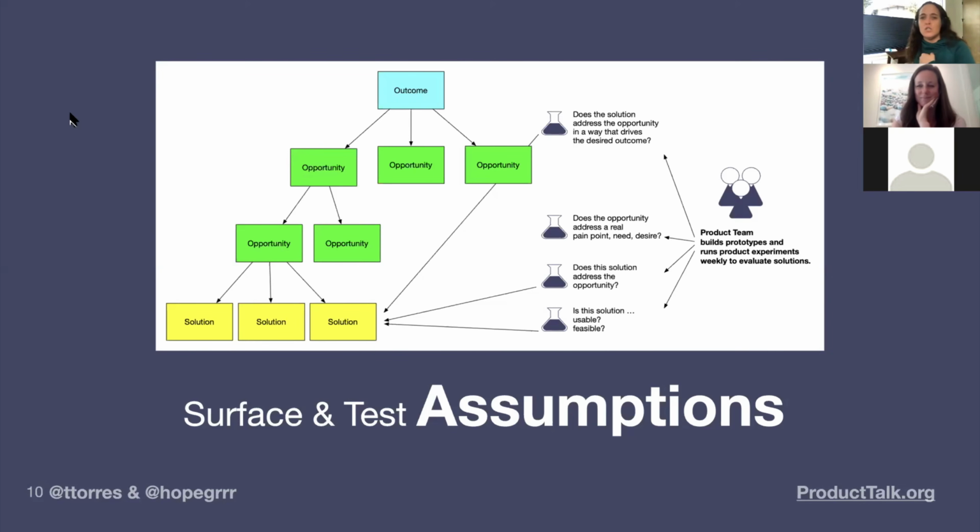What I see teams do is they're collecting assumptions in a Miro board or a Mural board, some kind of digital whiteboard, so that they can move them around as they learn about them and assess risk. And maybe that's in the same document as your opportunity solution tree if you want everything in the same place. But I think they serve different purposes.